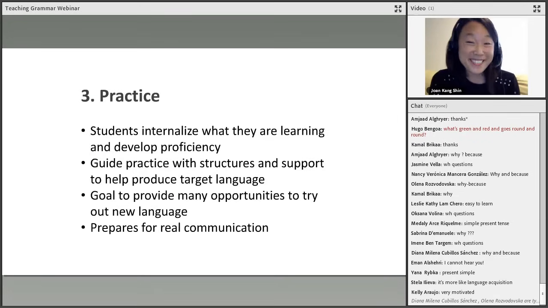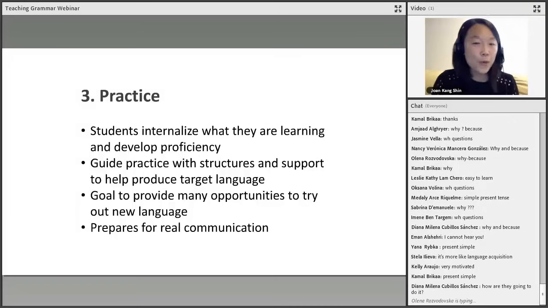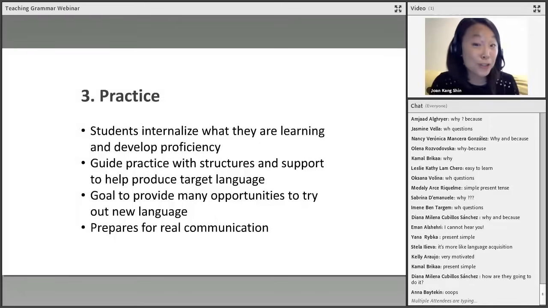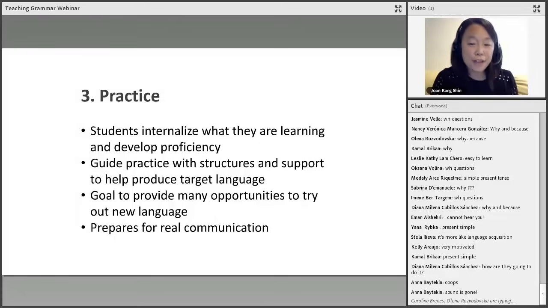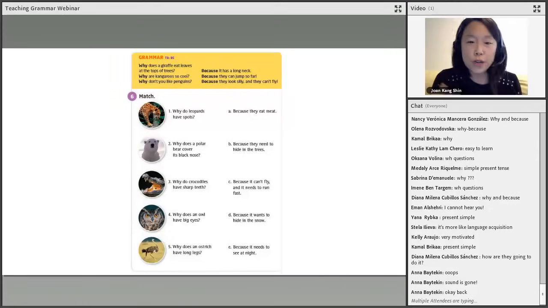The next part, after you sing the song, is you might give students some more practice. This will help students internalize what they are learning and develop proficiency. So, we might guide practice with structures and support to help produce target language. The goal is to provide many opportunities to try out new language, and we're preparing them for real communication. All right, so let's say you do a grammar activity such as this.